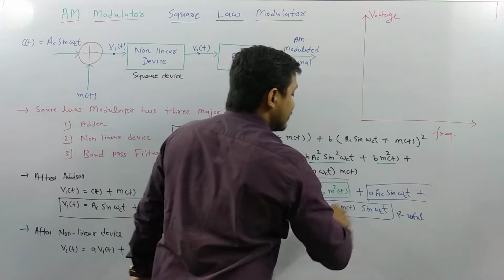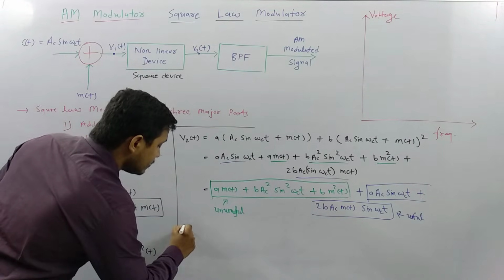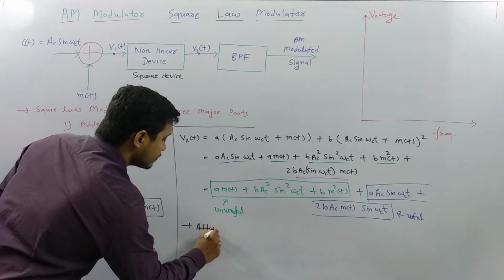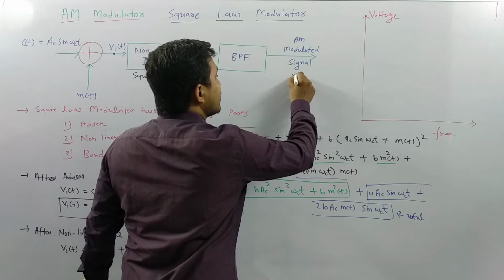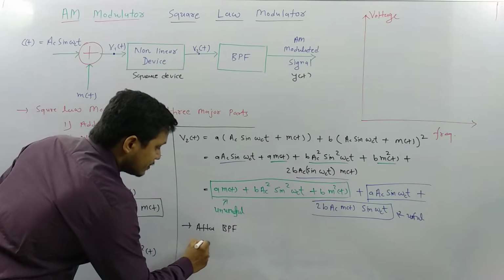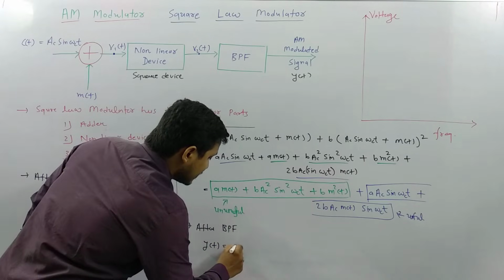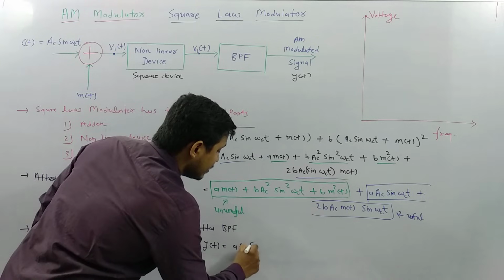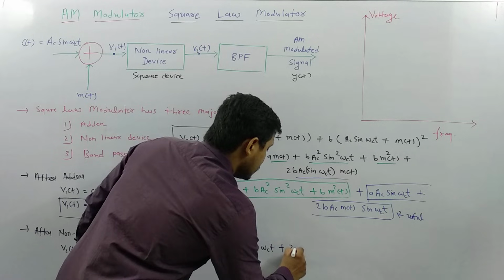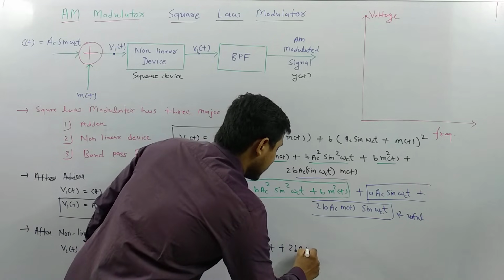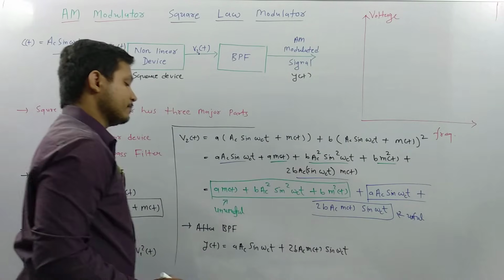After passing through the band pass filter, if I call our signal yt, then yt is equal to this only: small a into Ac sine omega ct plus 2b Ac mt sine omega ct. See, this is the amplitude modulated signal.